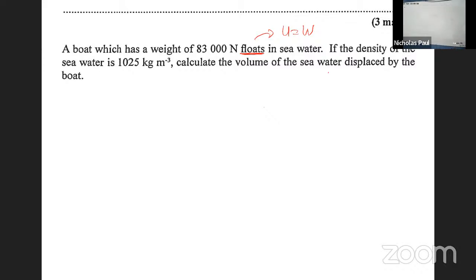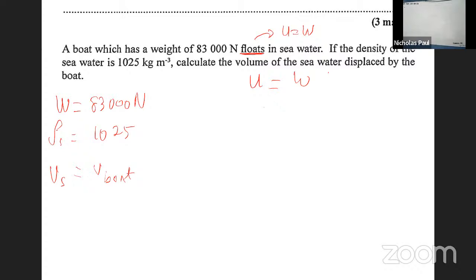Right, so let us write out what we have. They gave us the weight of the boat, 83,000 newtons. The density of the salt water, 1025. They want us to find the volume of the seawater. And I told you that the volume of the seawater is the same as the volume of the boat. So where do we start? We start by saying upthrust is equal to weight. How do we find upthrust again? Upthrust is equal to the mass of the fluid by gravity. And we know the weight is 83,000, but we do not know the mass of the fluid. So I told you that we could use density is equal to mass over volume, and mass is density by volume.